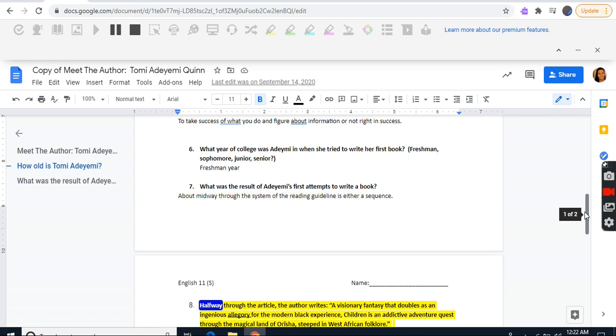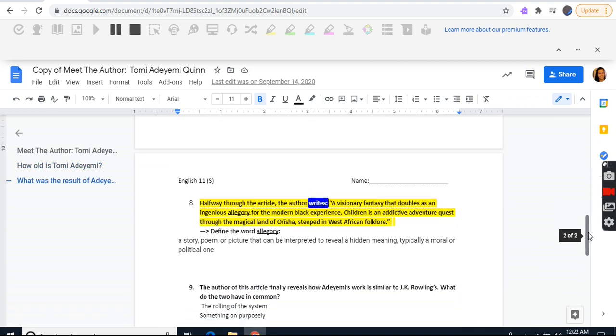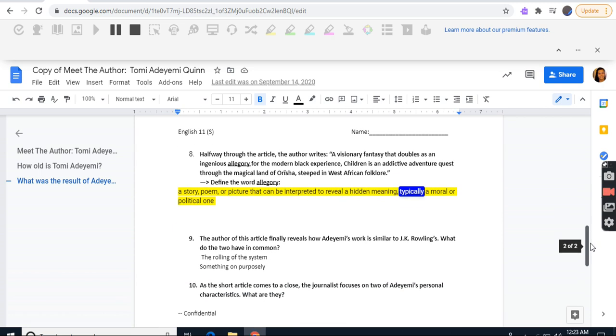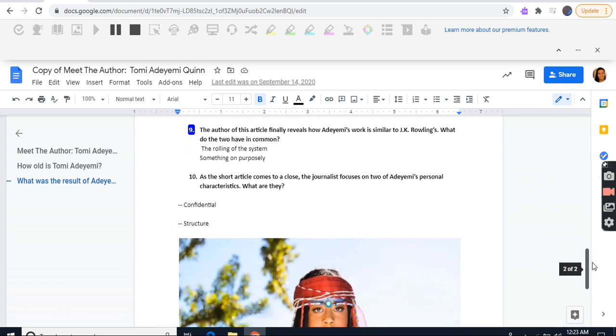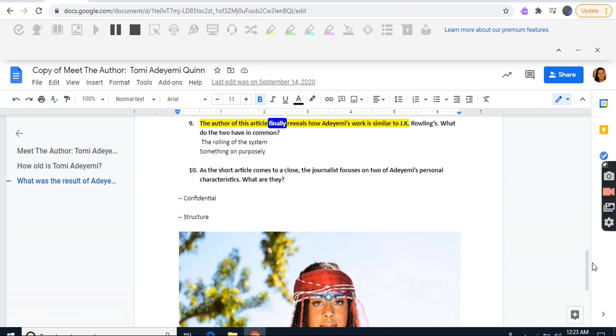8. Halfway through the article, the author writes, a visionary fantasy that doubles as an ingenious allegory for the modern Black experience, Children is an addictive adventure quest through the magical land of Orïsha, steeped in West African folklore. Define the word allegory. A story, poem, or picture that can be interpreted to reveal a hidden meaning, typically a moral or political one. 9. The author of this article finally reveals how Adeyemi's work is similar to J.K. Rowling's. What do the two have in common?